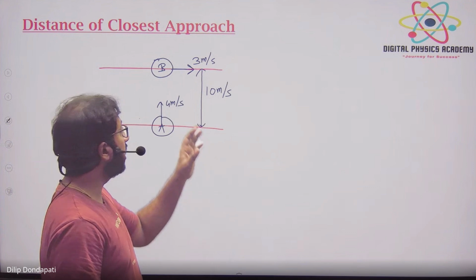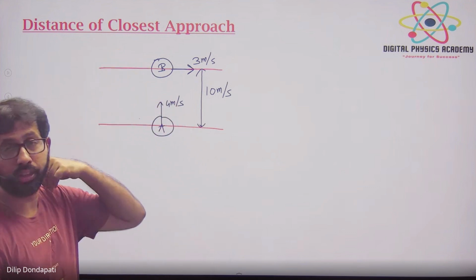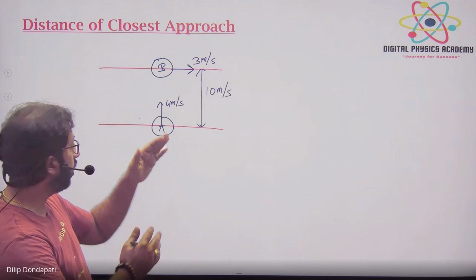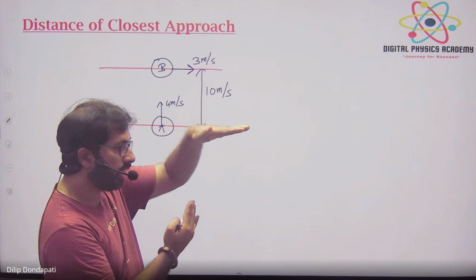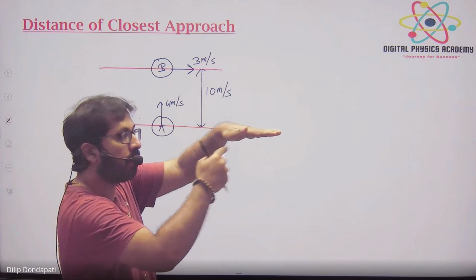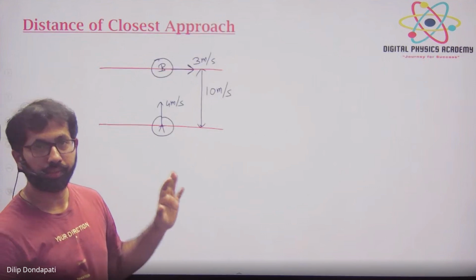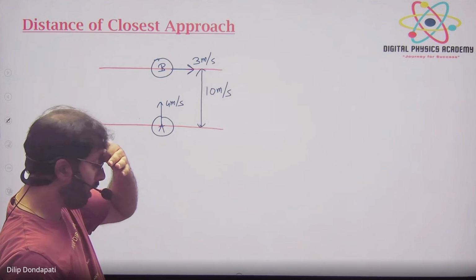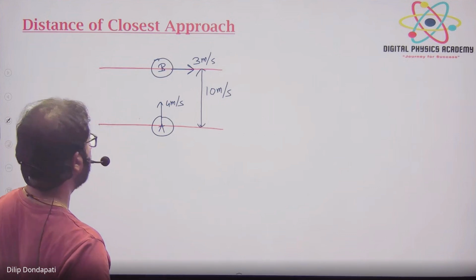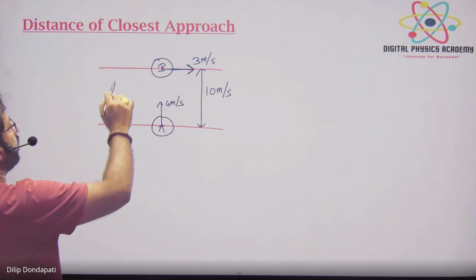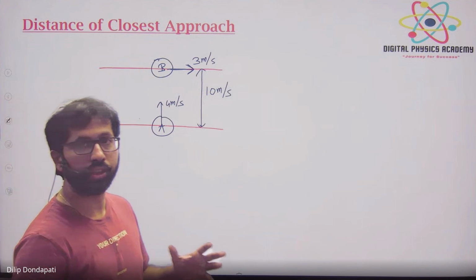So he's asking what is the distance of closest approach. What will the minimum distance be? When one is going right side and the other is coming this side, what is the minimum distance? The particle can reach the minimum distance. So won't it be the hypotenuse? No, not like hypotenuse. We have to see the shortest distance. Question understood, right? We have to find the minimum distance of closest approach.